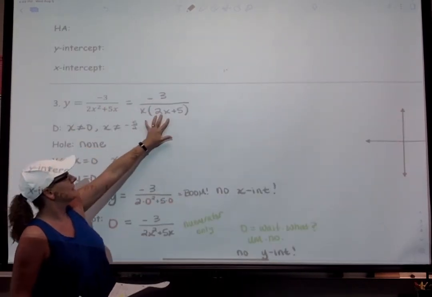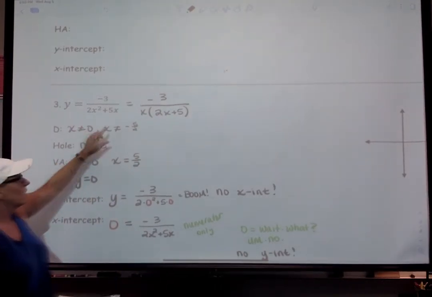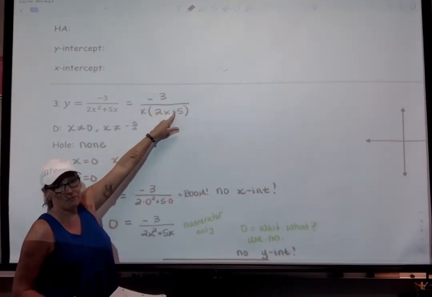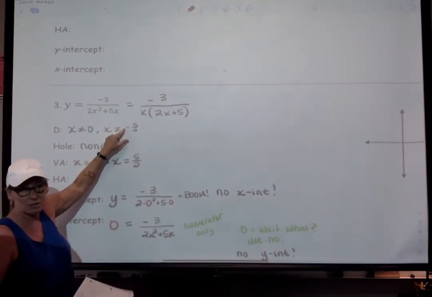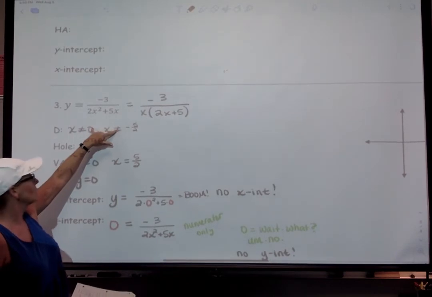So notice what I did. I first factored it, okay? What's the domain? Well, x can't be 0. X can't be negative 5 halves. I didn't write it as interval notation, okay? Why can't it be those two numbers? What happens there? Well, let's find out.